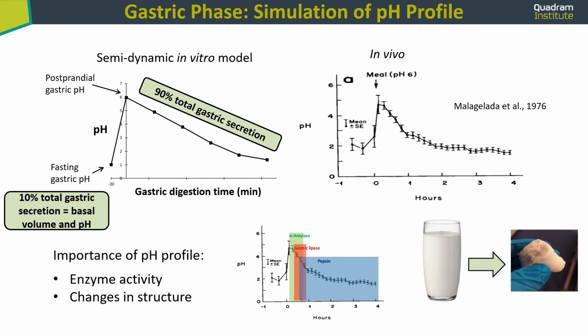The simulation of this pH profile is crucial for several reasons. As I mentioned, the activity of the enzymes present in the stomach varies depending on the pH, which subsequently affects the hydrolysis of the tested food. Also, some food components are susceptible to pH changes, such as milk proteins, and that can change their structure and rheological properties, as I showed you before. This affects, for instance, the delivery of the nutrients and the accessibility of the enzymes to the substrate.